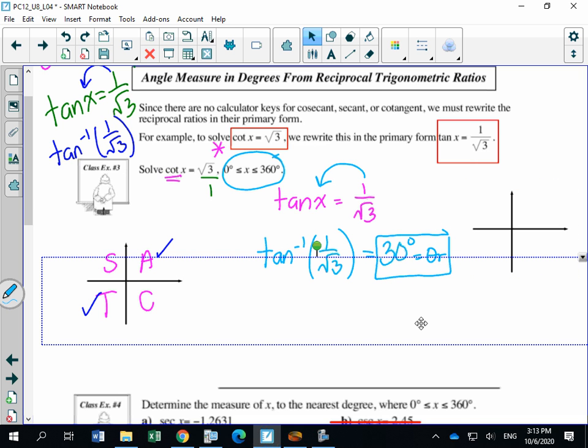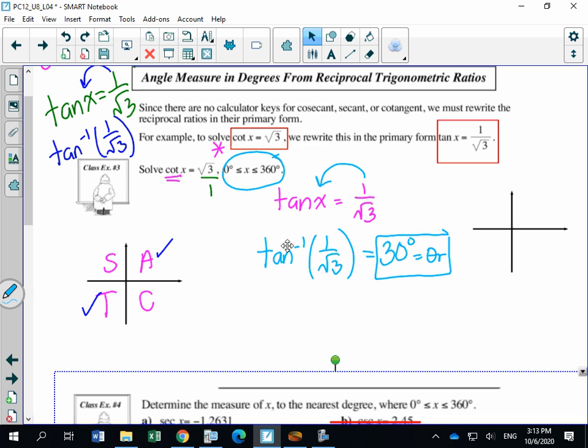Okay, from there, I'm going to put that reference angle of 30 degrees into quadrant 1 and into quadrant 3, and I'm going to get my answers. I've got 2 answers. So in quadrant 1, if I have a reference angle of 30 degrees, what is the rotational angle? The rotational angle in quadrant 1 is equal to the reference angle. So my answer is 30 degrees.